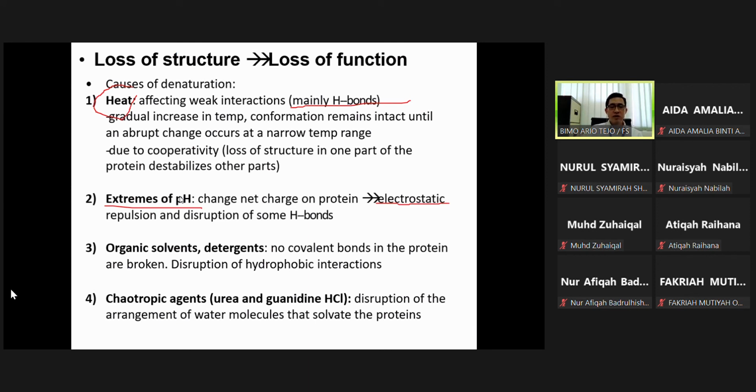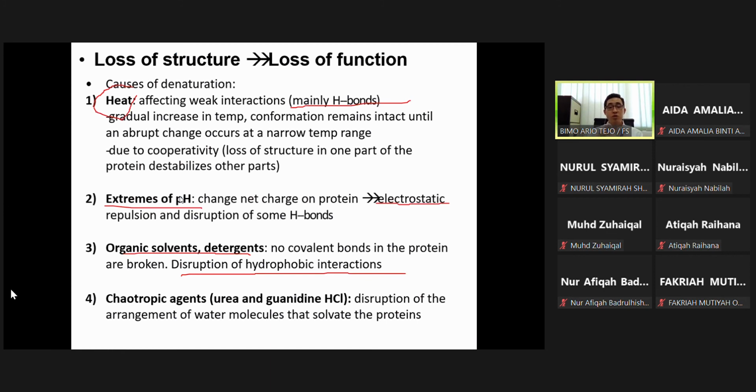Organic solvents and detergents will destroy the protein as well, because they disrupt the hydrophobic interaction. That's why masa COVID ni, you kena rajin basuh tangan. You kena rajin basuh tangan, because when you use detergent or an organic solvent like alcohol, it will destroy the protein on the virus. It will destroy the hydrophobic interaction that stabilizes the viral proteins.